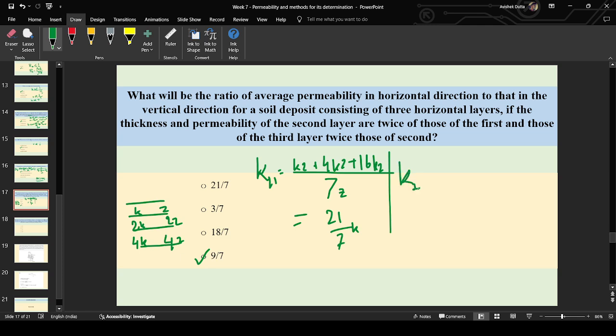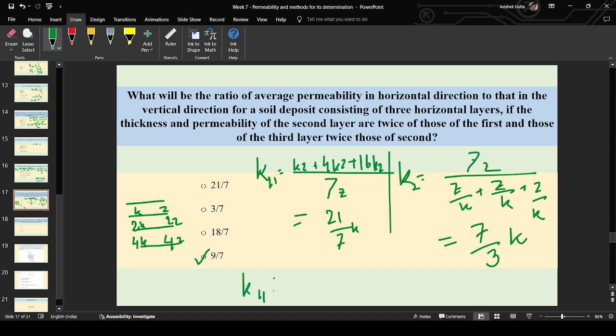Now, k perpendicular. Again 7z, then z by k plus 2z by 2k, again z by k, plus 4z by 4k, again z by k. We get a value of 7 by 3k. So the ratio k horizontal to k vertical, k parallel to k perpendicular, will be equal to 21 by 7 into 3 by 7, 3 into 3 is 9 by 7.